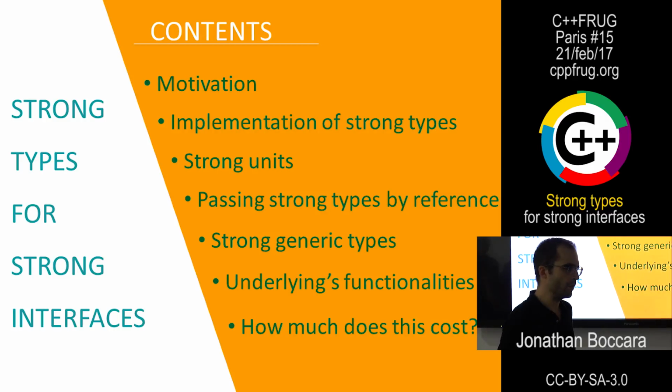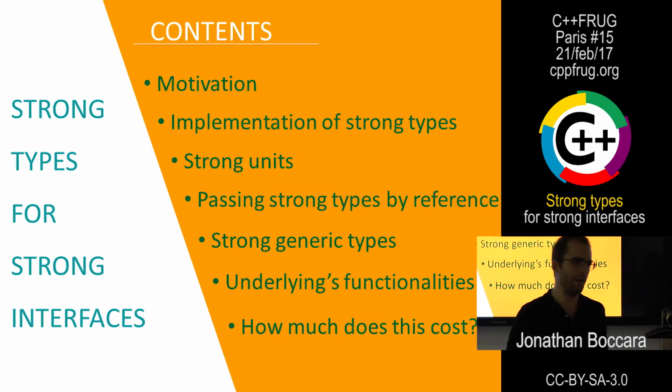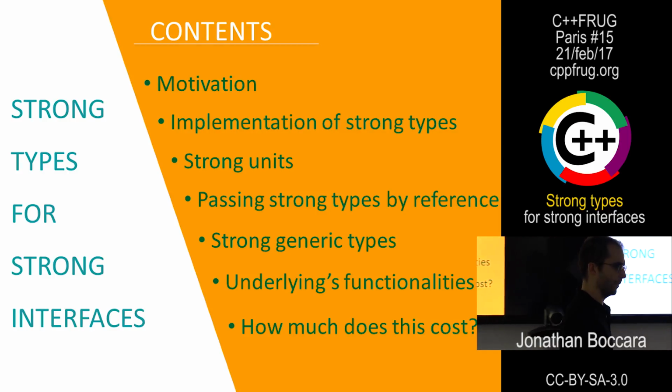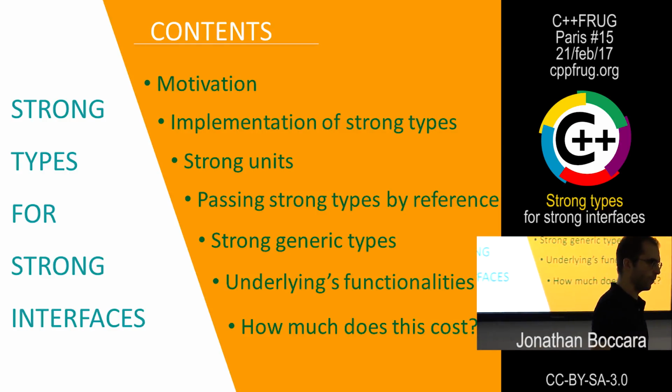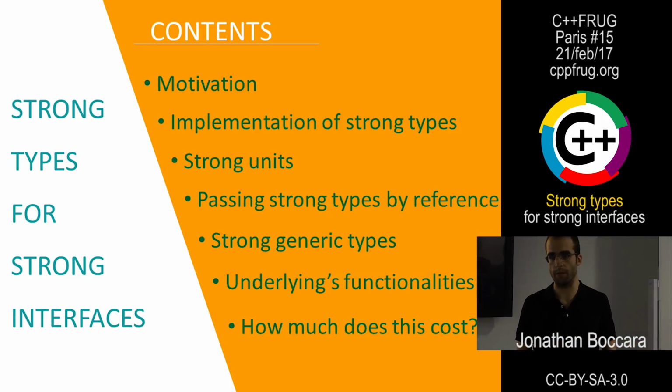And then we'll see how strong types play well with units, and then a very practical, real-life usage of strong types, which is passing them by reference, which is quite rarely treated, I found. And then we'll see how to do strong typing over generic types, how to recycle primitive types functionalities, and why we would want to do that in the first place.